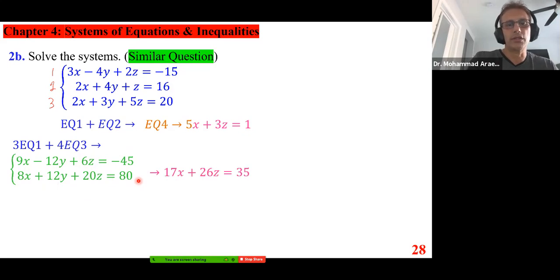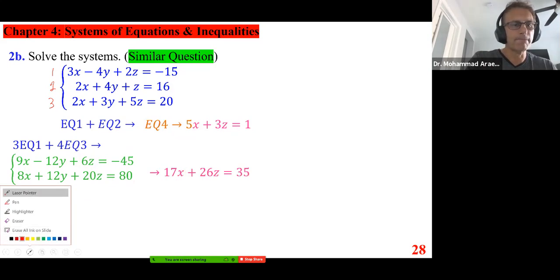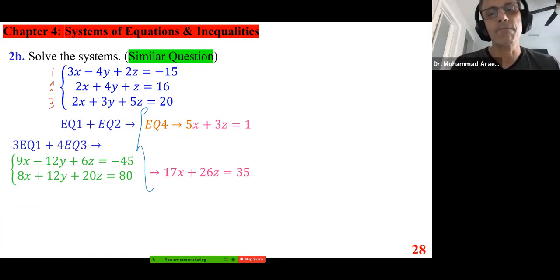So now look at this equation and look at this equation. These two give us the new system. Both involve the x variable and the z variable. We decide to get rid of either x or z, okay? And so just for the sake of argument, if you want to get rid of the x, you can multiply this one by 17, this one by 5, one of them negative, okay? Because you want to undo the sign. If you want to get rid of the z, you multiply this one by 26, this one by 3, one of them negative, okay?